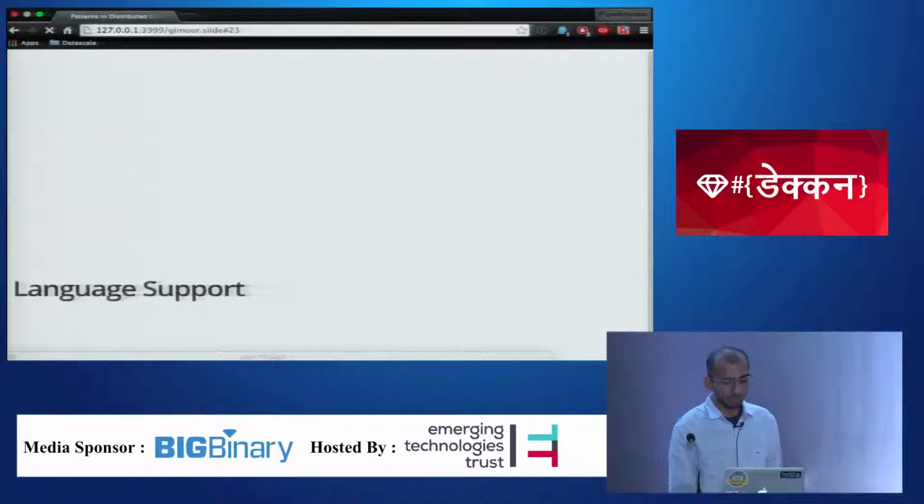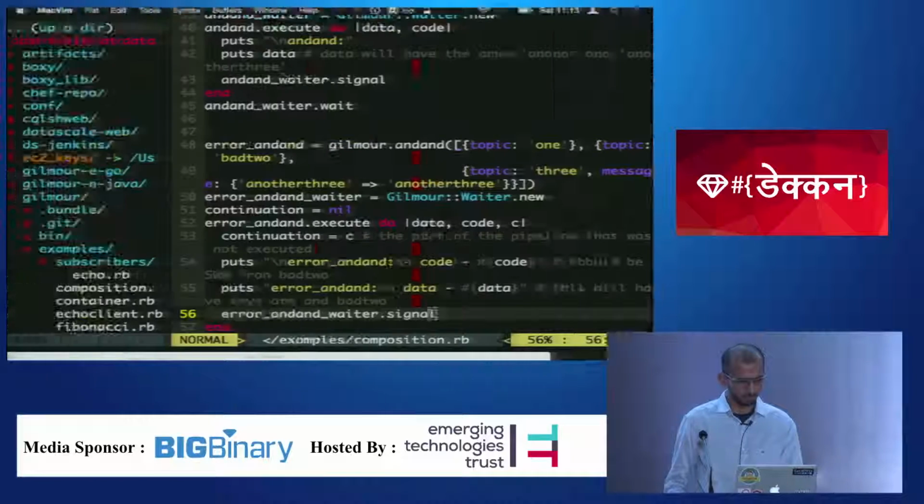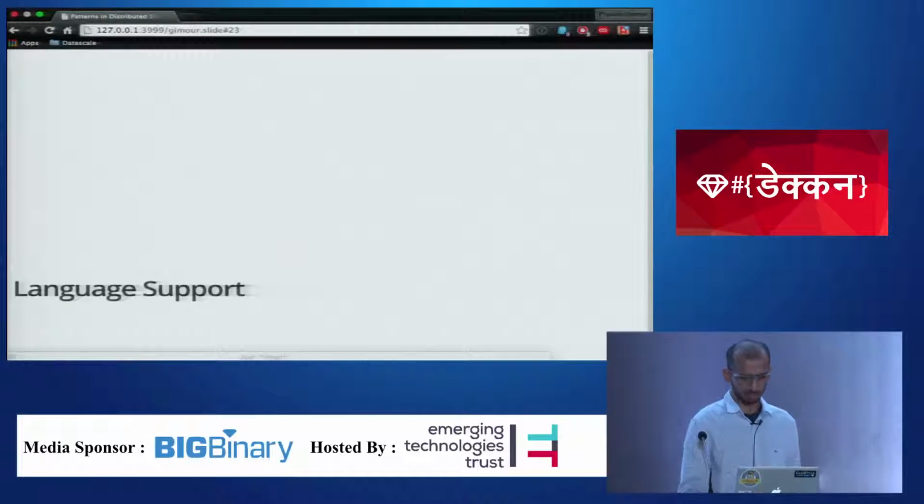Quickly coming on to the language support part. Wait. Why did it not work?